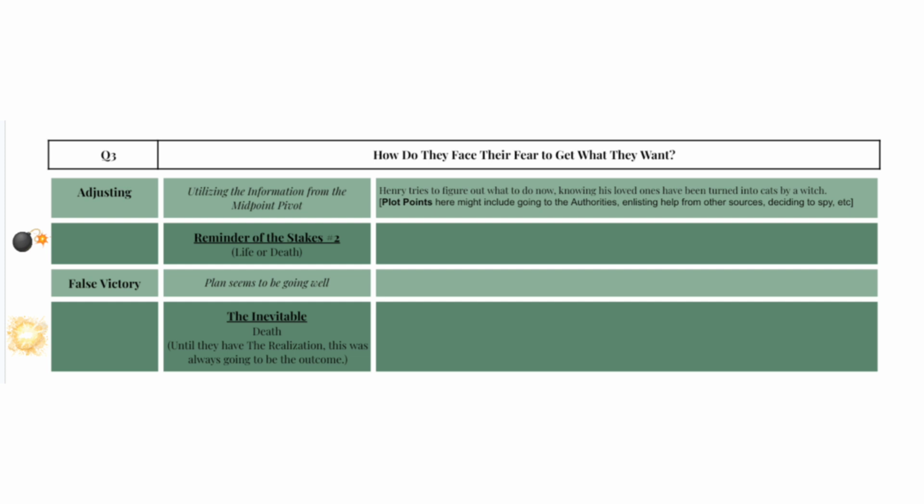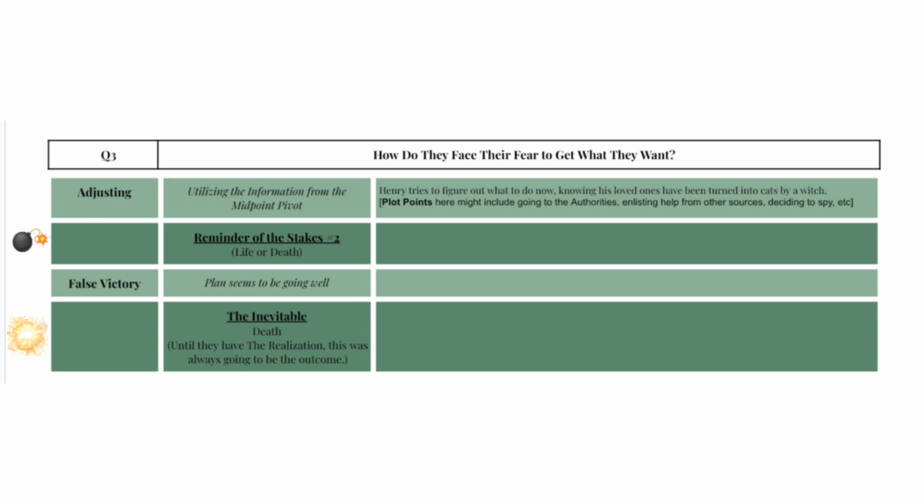We need to have our second reminder of the stakes, or the second pinch point. So it's not just a reminder either, but the stakes usually go up even higher. I like to think of it like this is the place where they find a bomb and it's lit, and there's no way to unlight it.